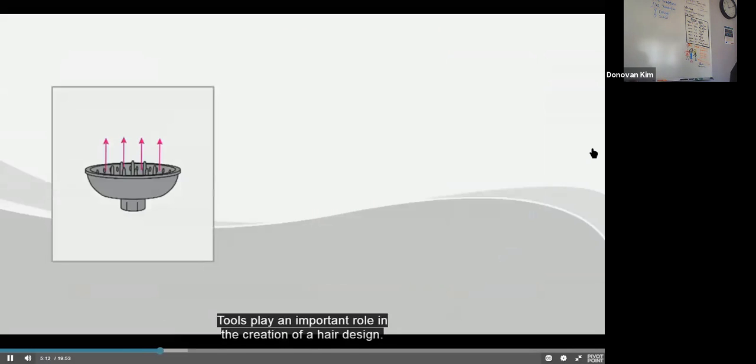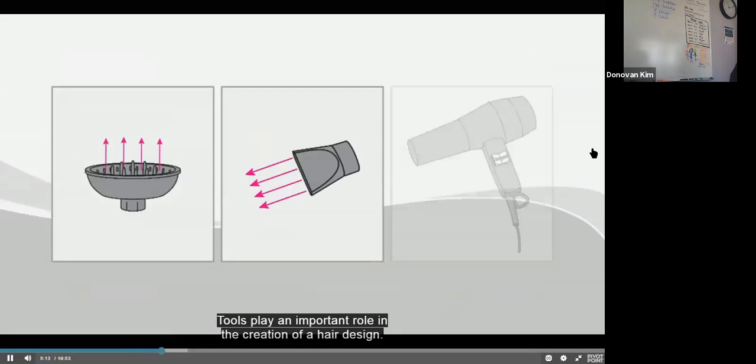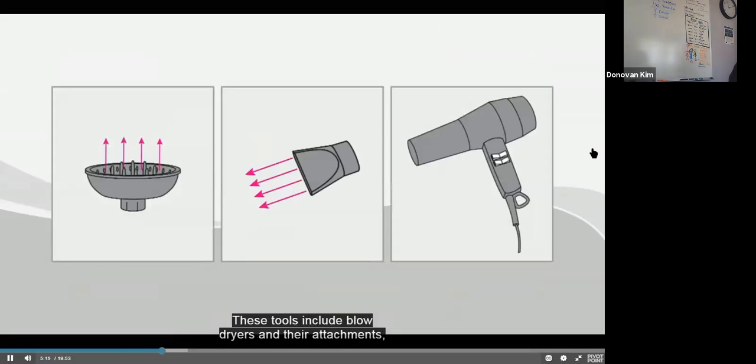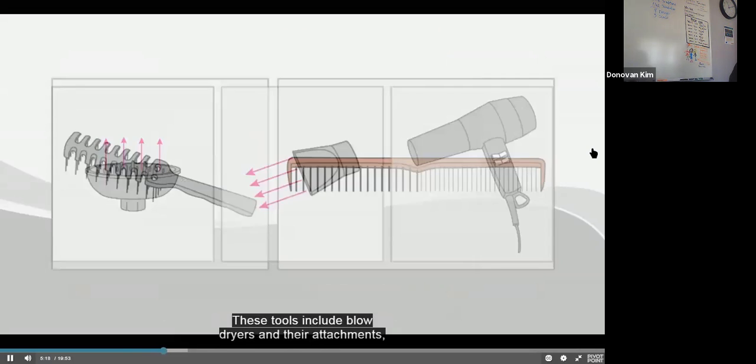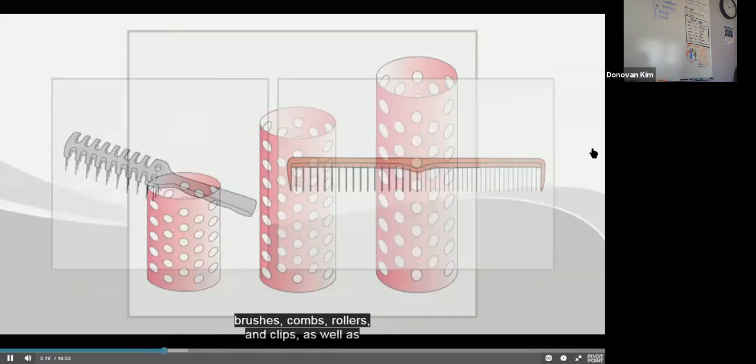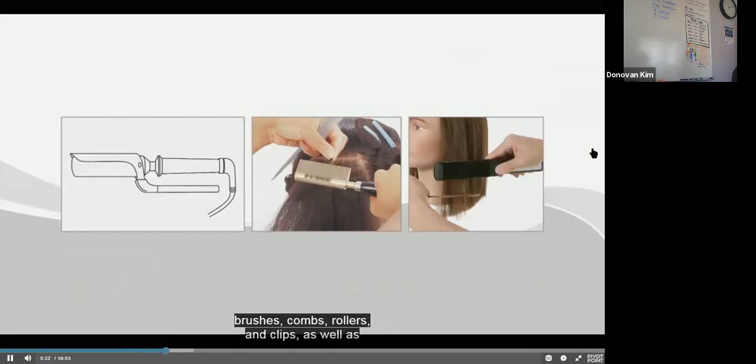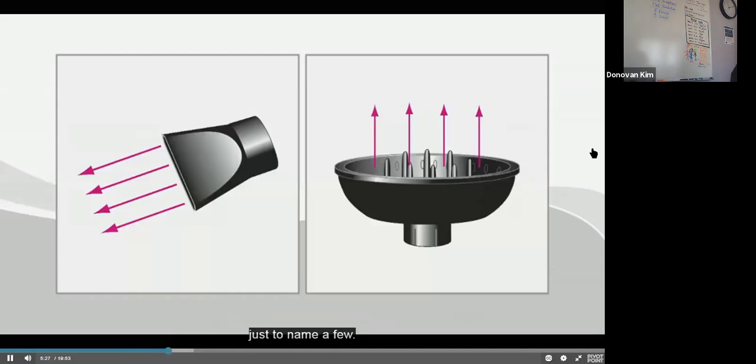Tools play an important role in the creation of a hair design. These tools include blow dryers and their attachments, brushes, combs, rollers, and clips, as well as curling irons, pressing combs, and flat irons, just to name a few. Blow dryers and their attachments are used to airform wet hair while using brushes, combs, and your fingers to create temporary direction and texture changes.